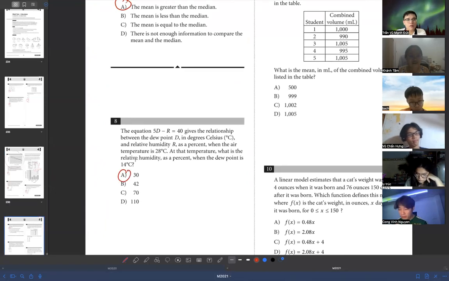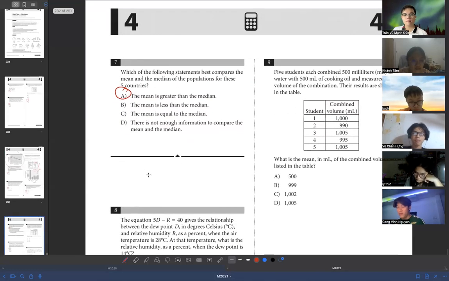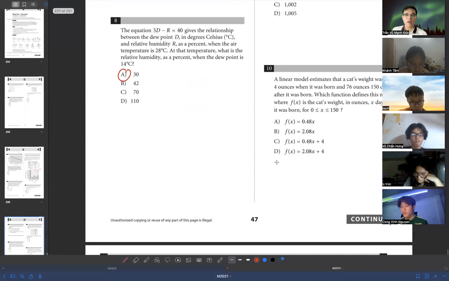At a given temperature, what is the relative humidity as a percent when the dew point is given? Just plug and play, it's a linear one, so it's very simple. 8A, very good. 9. 9B. 9B. What's the mean? Just the mean. Mean is the average value. 10. And C. C. Very good.